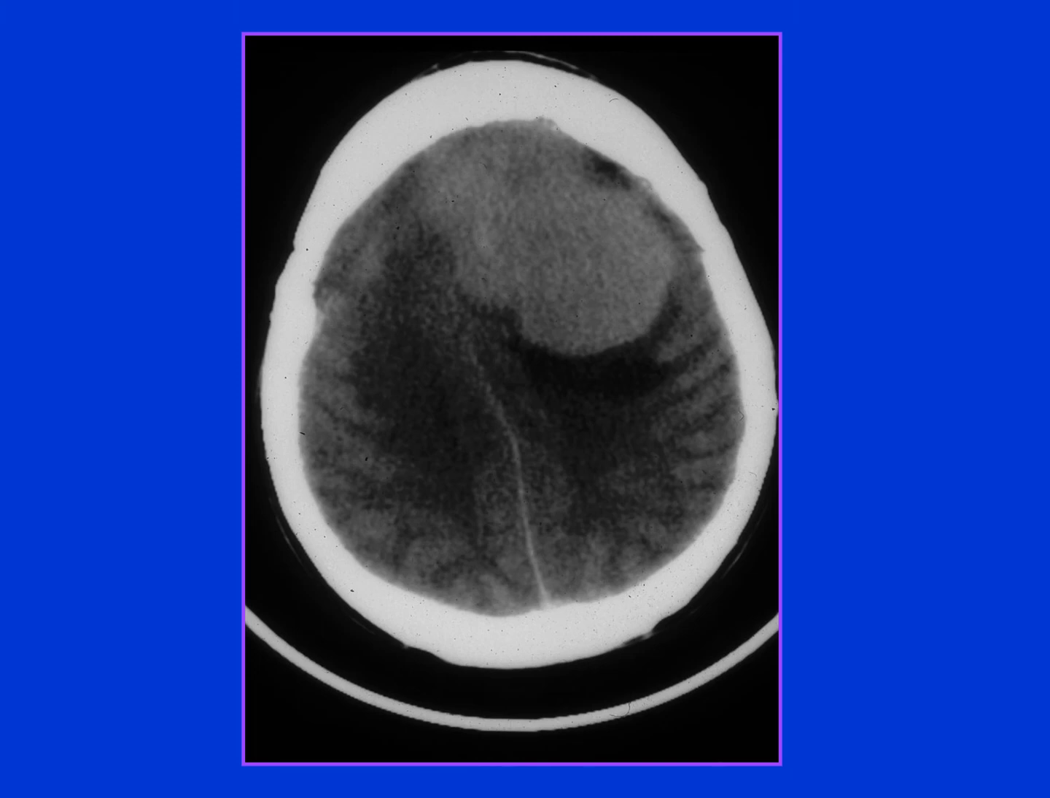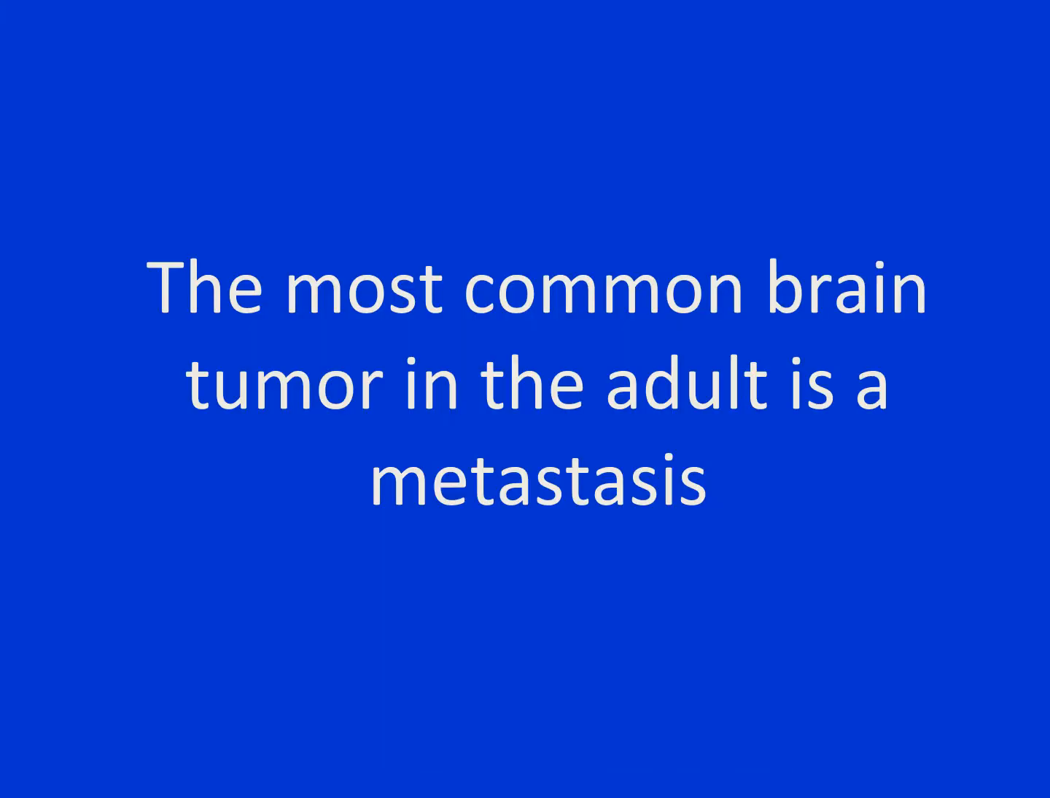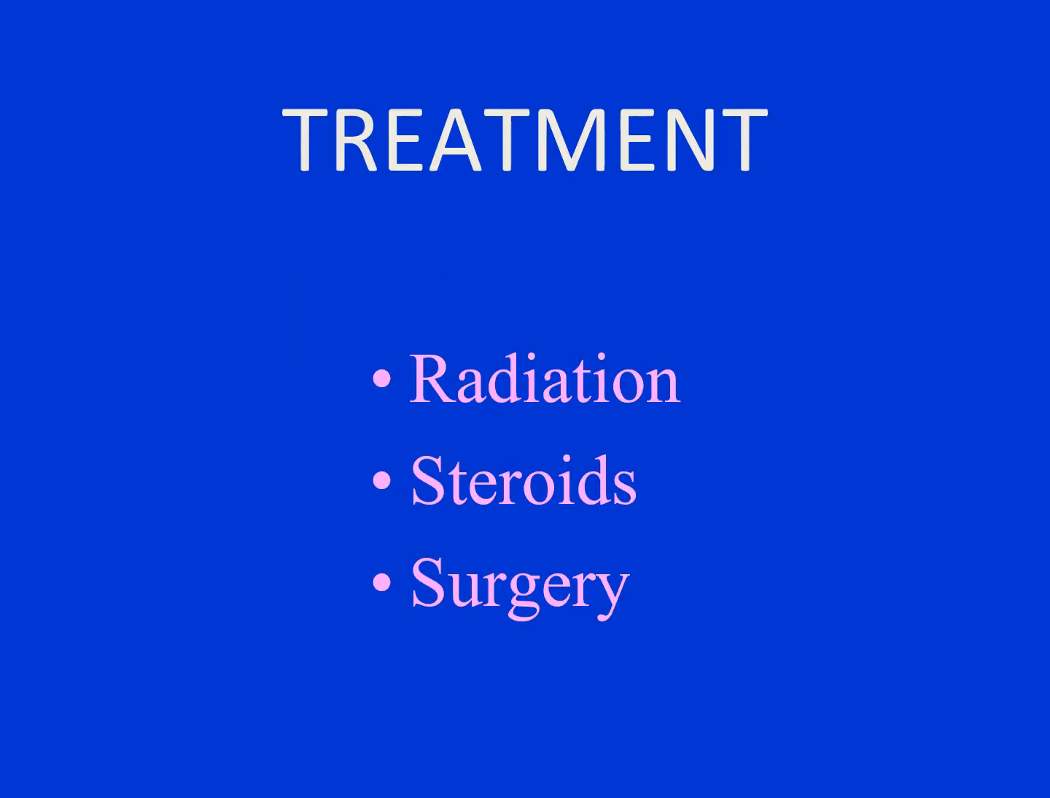There's significant swelling. That's what all the black parts are, and you can see that she has a herniation of her falx. So it's important to remember that the most common brain tumor in adults is a metastasis. This is one of those questions they always ask you on the boards. The most common brain tumor in a child is a primary posterior fossa tumor, but in an adult it is a metastatic lesion. So the treatment is radiation therapy, surgery, and steroids.